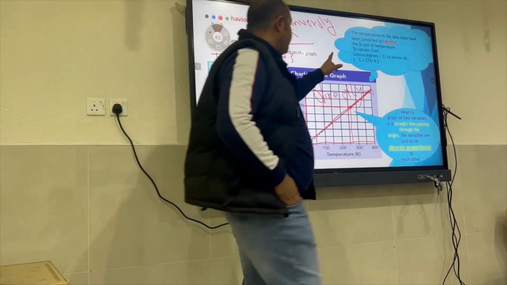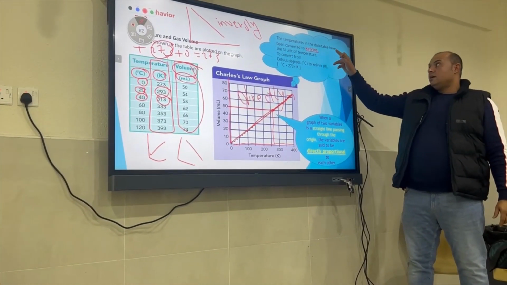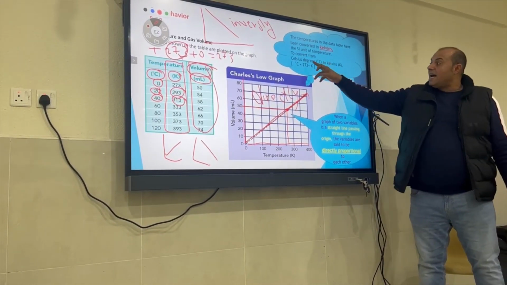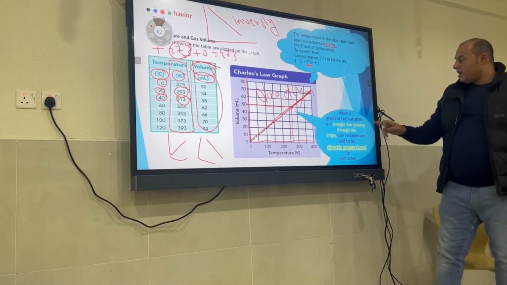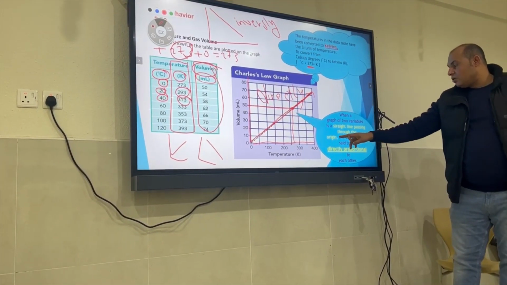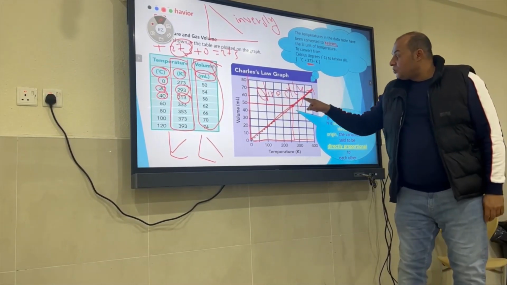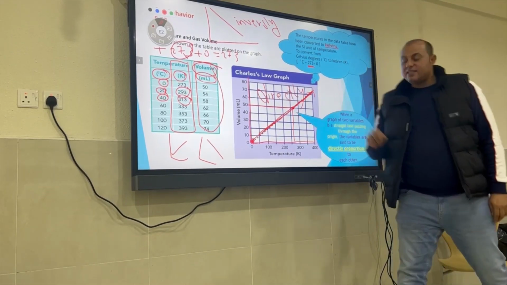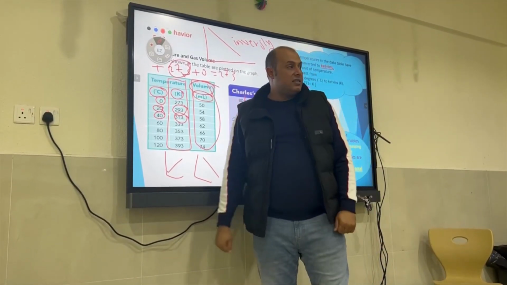So here, the temperature in the data table has been converted to Kelvin. I told you how: by adding 273 to Celsius. When the graph of two variables is a straight line passing through the origin, the variables are said to be directly proportional. Is it straight or not? Does it pass through the origin or not? Yes, so it is directly proportional. This is the graph of Charles' law.